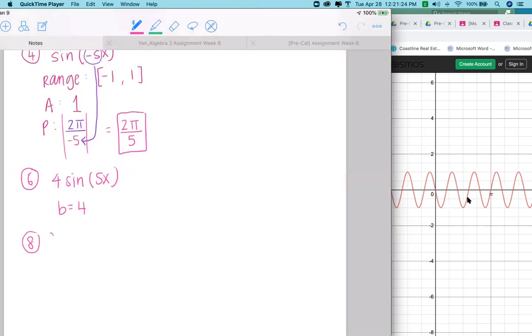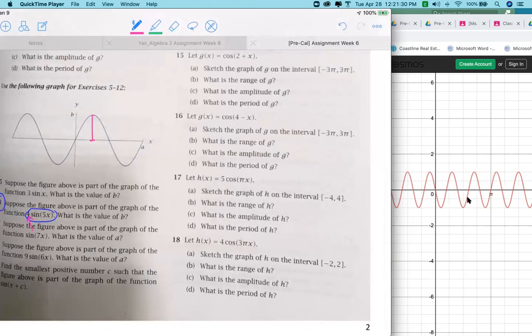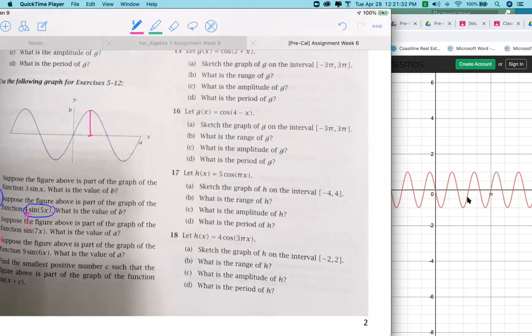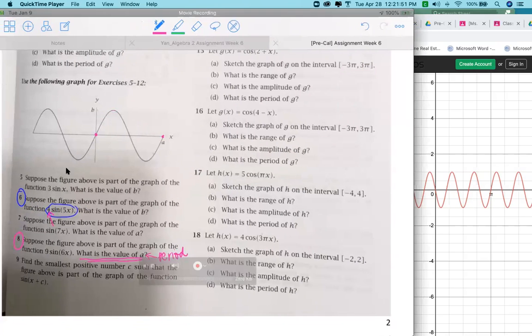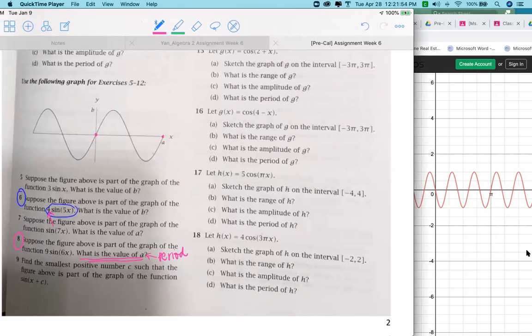I'm gonna have you guys do number 8. I'll show you how number 8 looks. So number 8 is this question. They're finding the value of a. That means from here to here, how long does it take to finish a cycle? And that relates to period. Can you guys write down the function for number 8, and tell me, how do we determine the period? Do that right now.